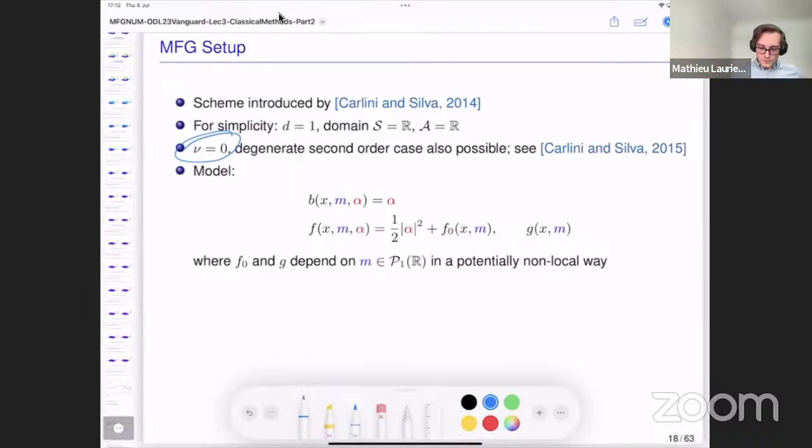Again, the drift is the control, and the running cost is quadratic in alpha, but this is not a linear quadratic model because the dependence on m could be different from the mean. And in fact, here this m plays the role of m_t(x_t). So this is what I mean by local dependence. So this m is basically a real number, right? So f0 is a function from R times R to R. It's not a function that takes a probability measure as an input. So we have local dependence, and in particular, it cannot be a dependence through the mean because this is a non-local dependence.